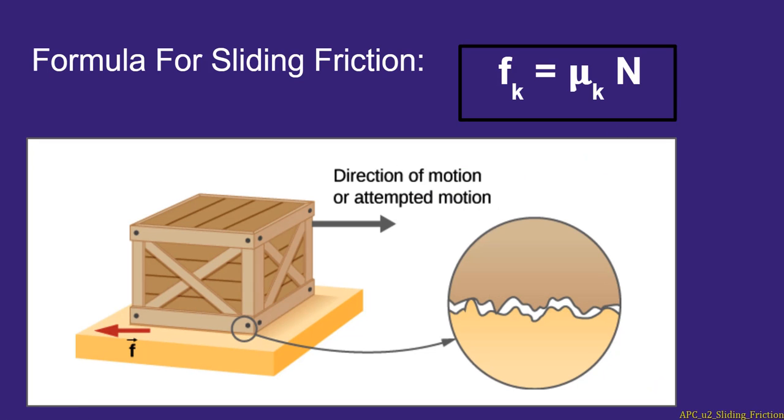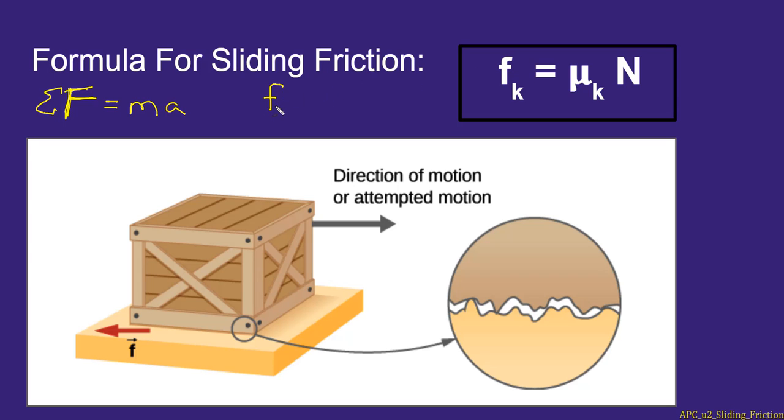And there is a formula for sliding friction. A few notes on the notation. Capital F stands for an arbitrary force that we haven't decided yet. So sigma F equals ma means I'm going to go decide what forces are acting. It could be any force: tension, weight, normal. Lowercase f is for friction.